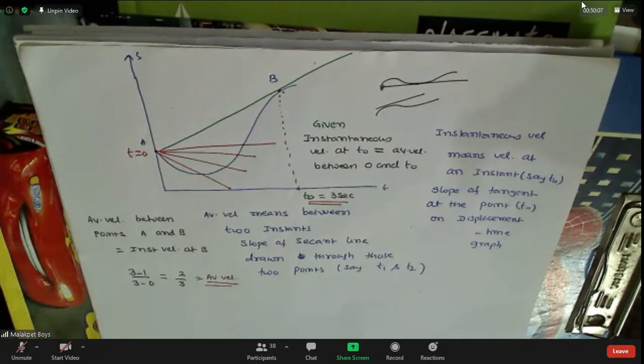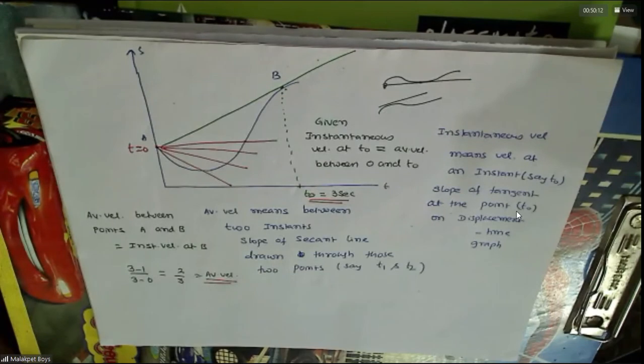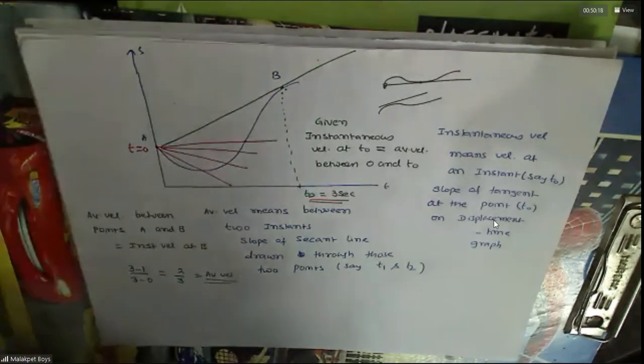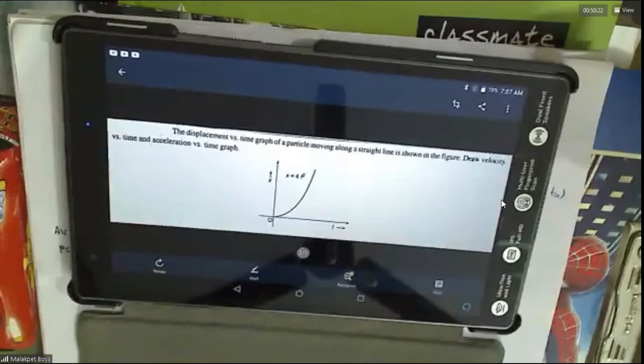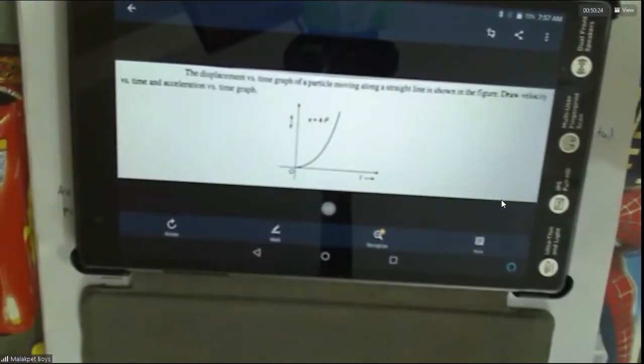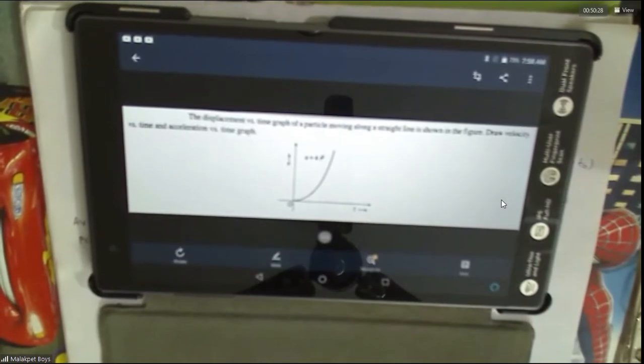That's the reason I am spending time on graphs. This week's exam is also only on graphs. Completed, sir? Finished? Right. Note on this.